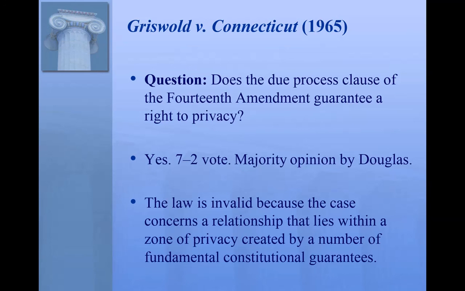He says the law is invalid because the case concerns a relationship that lies within a zone of privacy that's created by a number of other fundamental constitutional guarantees. And he uses the word penumbra. Now, he wants to stand the right to privacy on its own two feet. And he says that an actual right to privacy can be extrapolated from other rights that are mentioned in the Constitution. These rights have penumbras. Now, penumbras, he says, are emanations, areas in which we're not certain whether a thing is part of one thing or part of the other.